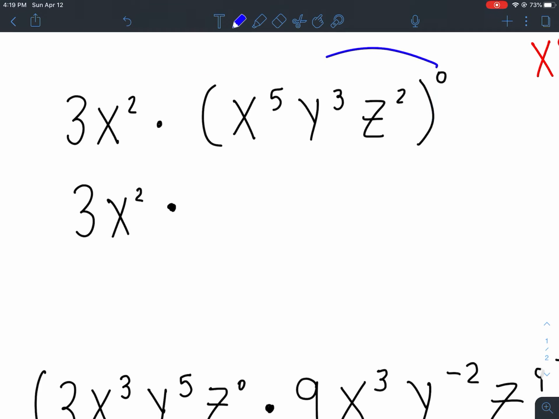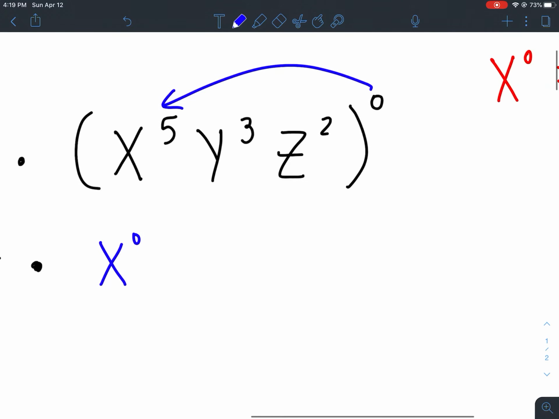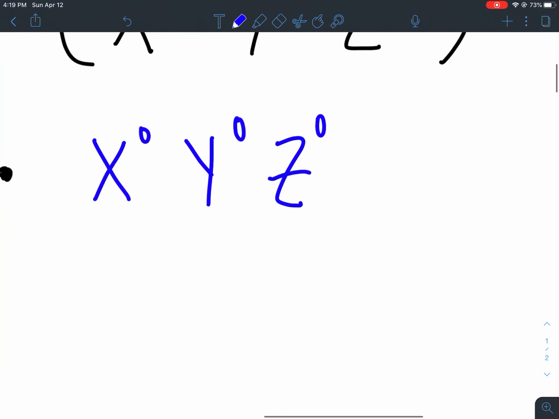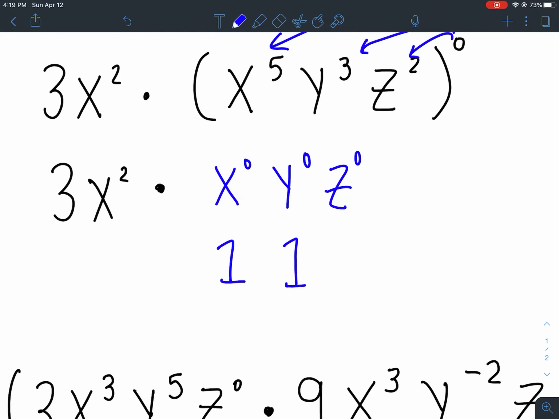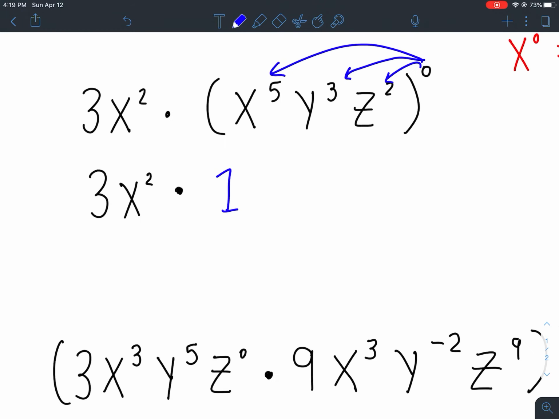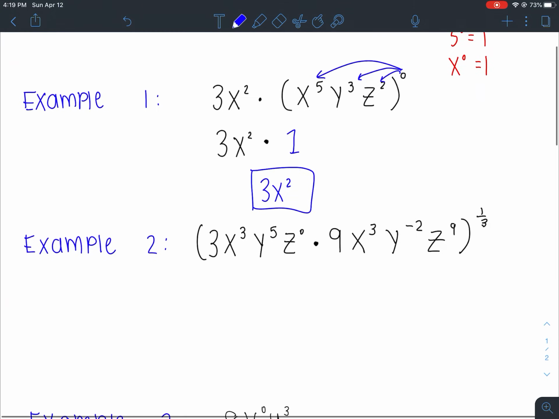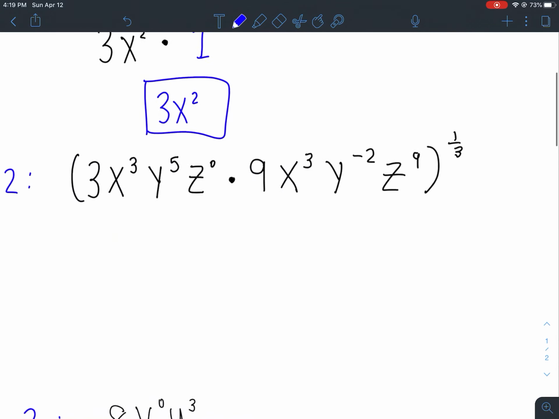Now I can show you in a more complicated way, right? 5 times 0 is 0, because we're distributing, we're doing the power property here. So 0 times 5 is 0. 0 times 3 is 0. 2 times 0 is 0. So all of these are to the power of 0, which is going to be 1 times 1 times 1, which is just 1. So all of this just equals 1, okay? So what's 3x squared times 1? Just 3x squared. So anything raised to the power of 0 is equal to 1.